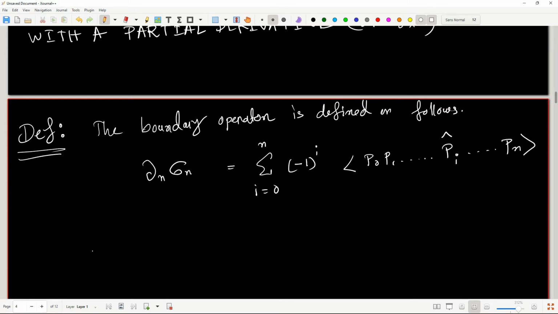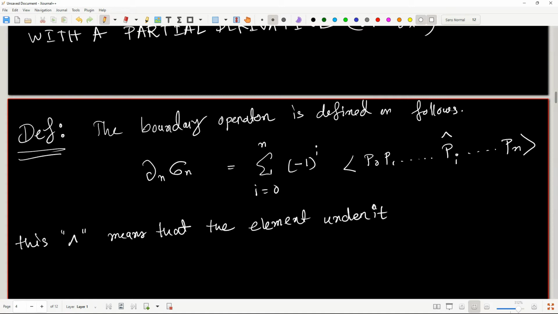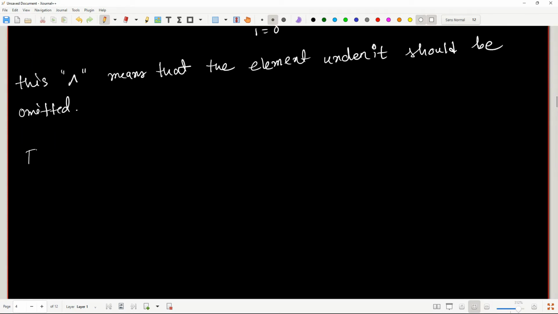And this hat means that the element under it should be omitted. And let's see an example that will clear things more for us. So let's say this is example 1.